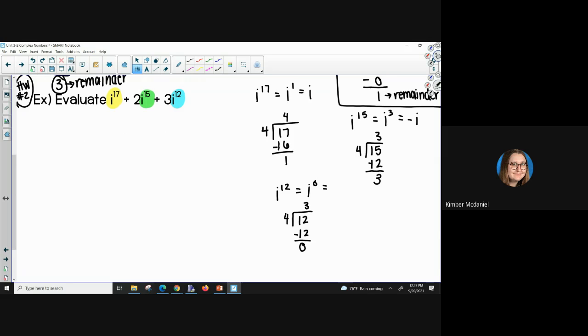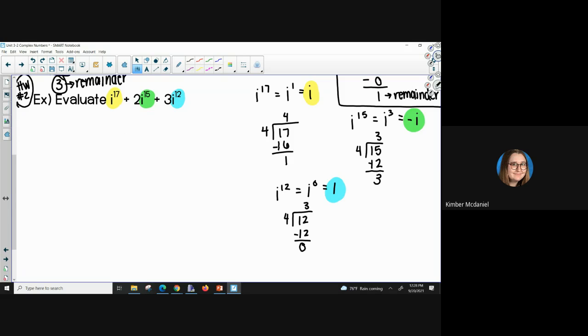And anything to the 0 power is what? Anything raised to the 0 power is what? 1. So i to the 0 power equals 1. Now that we know that i to the 17th power equals i, i to the 15th power equals negative i, and i to the 12th power equals 1, we're going to replace each of those in our expression with what it's equivalent to.